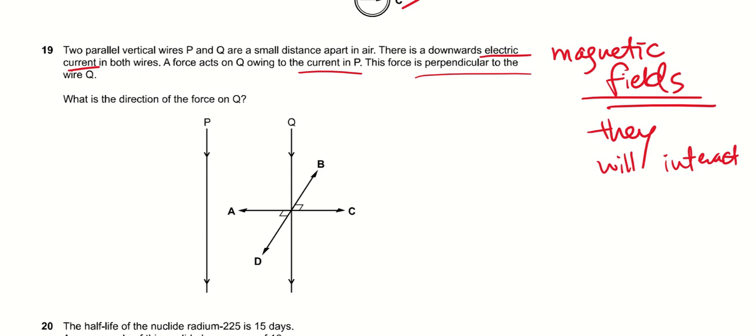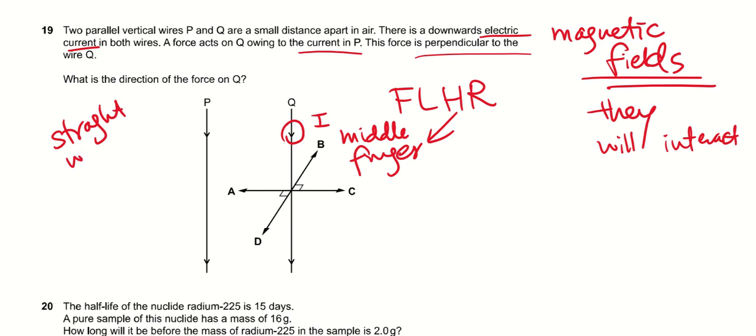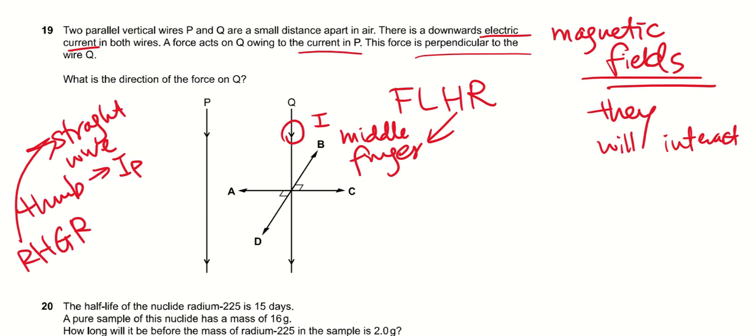Okay, so this one is a bit tough. I need to use my Fleming left-hand rule. It's either I use Fleming left-hand rule or I use the interaction of the magnetic fields. So this is the current, and you'll use the middle finger of your left hand, because we are using Fleming left-hand rule. Then for P, the current will produce a magnetic field. Because this is a straight wire, I will use my right hand grip rule, with the thumb representing the current's direction in P.